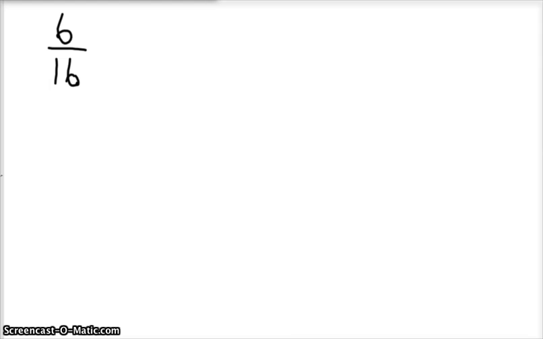So the first thing that I want to do is simplify this. We can divide both the top, the numerator, and the denominator by 2 to simplify it. So you end up with 3/8.